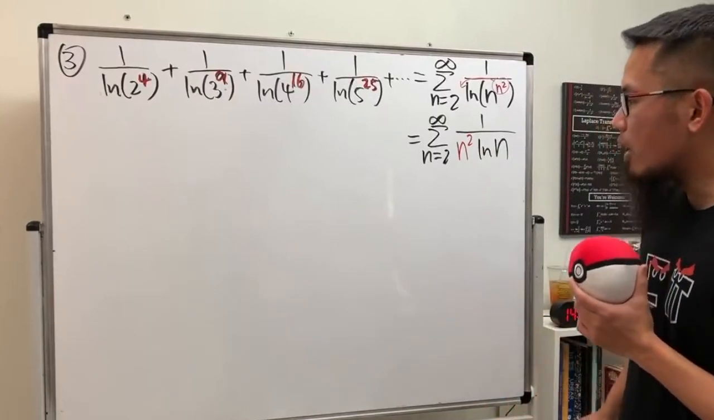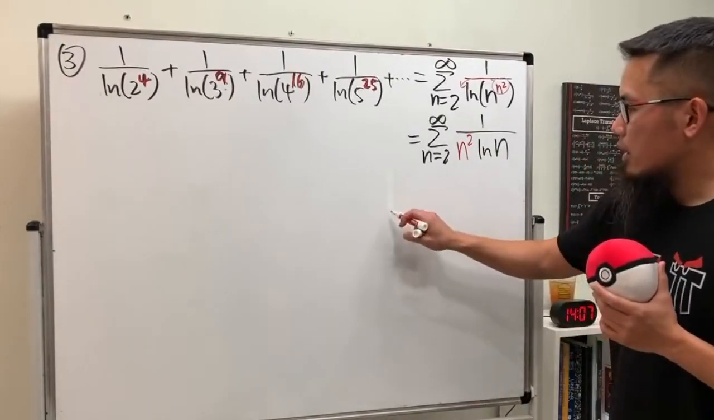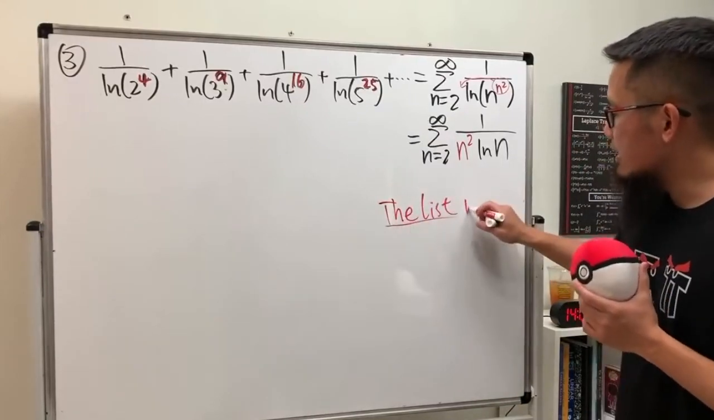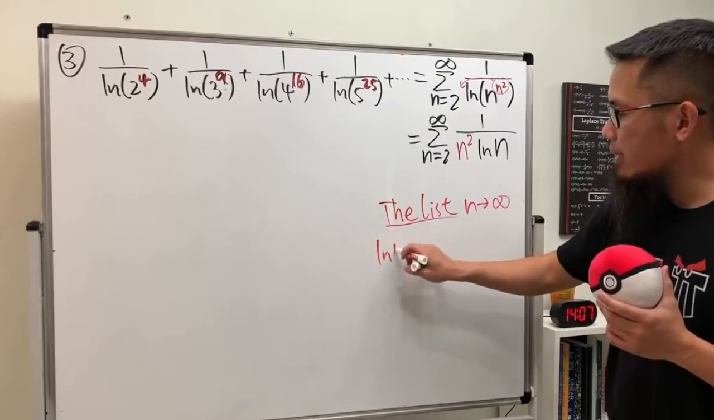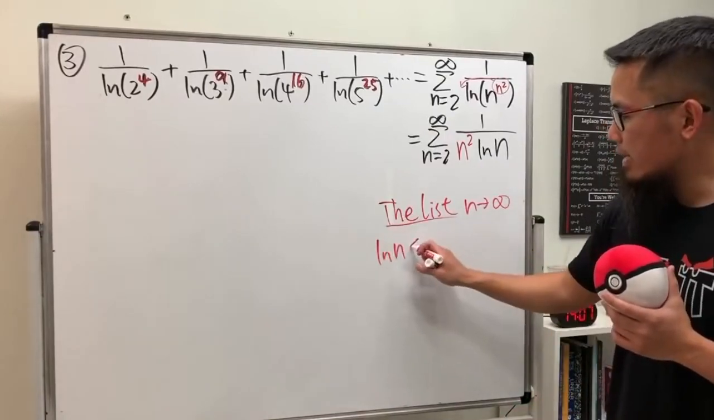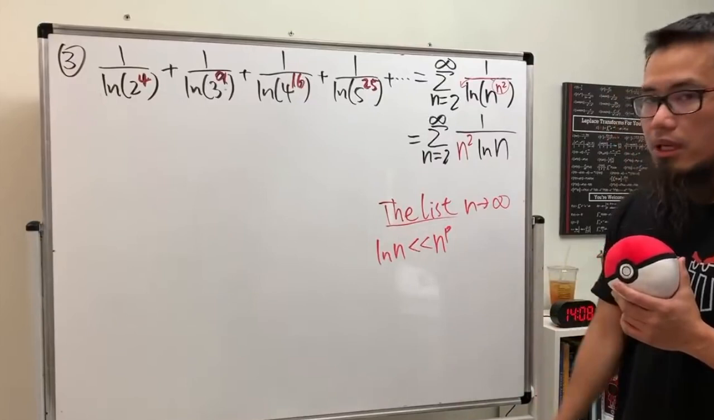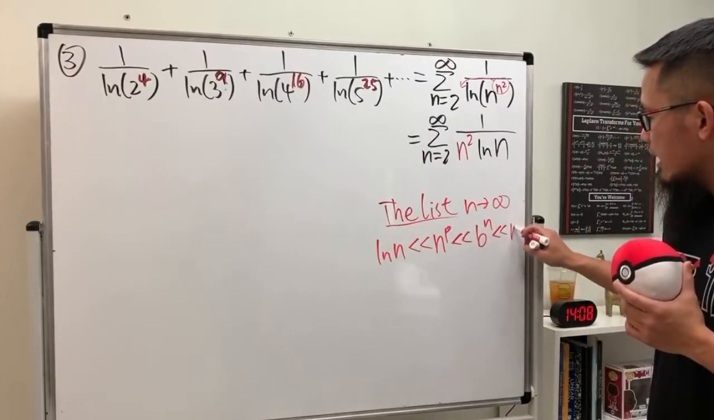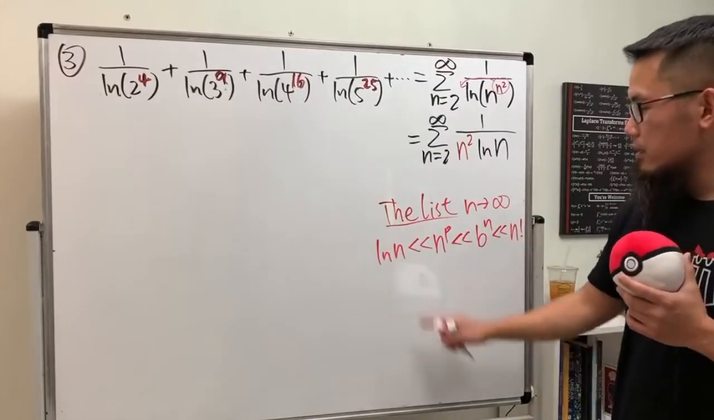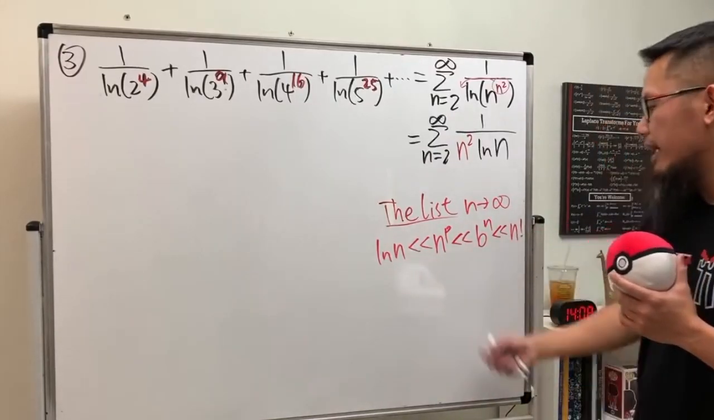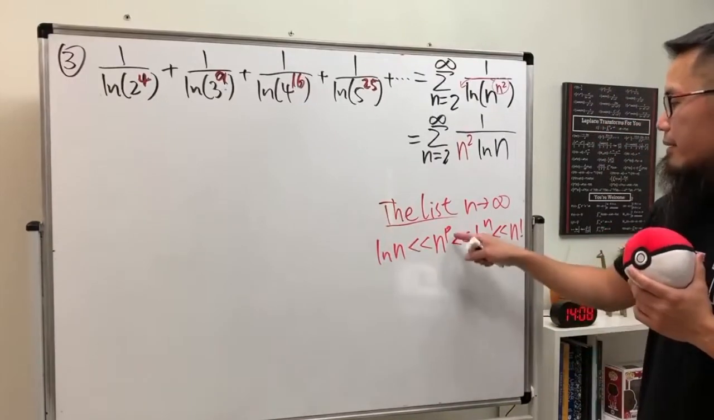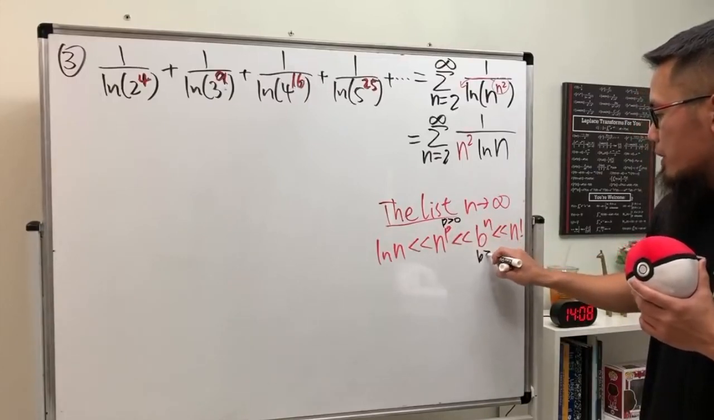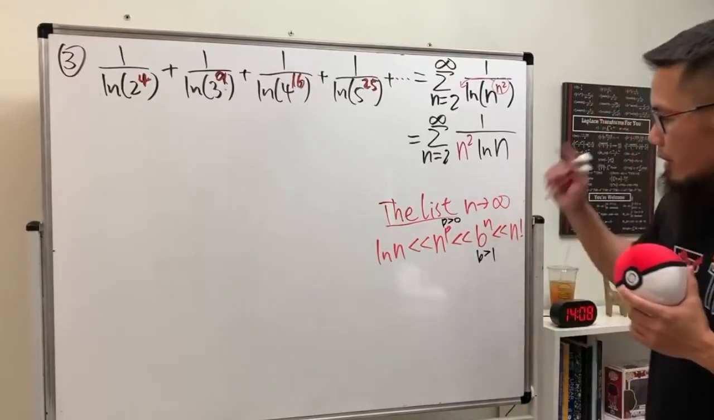And by dominating part, you should remember the list. So let me just write it down for you guys. The list says as n goes to infinity, ln n is the smallest infinity that you will get, and the next is n to the p power, and the next is b to the n power, and the next is n factorial. So this right here is the smallest infinity, and this right here is going to be bigger. And by the way, p has to be greater than 0, and b should be greater than 1.